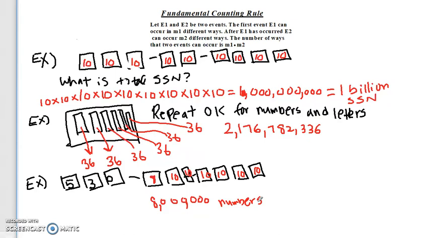These are the typical examples of the fundamental counting principle. Next time we'll talk more about counting, but there will be combinations and permutations. Okay, all right, I'll see you next time.